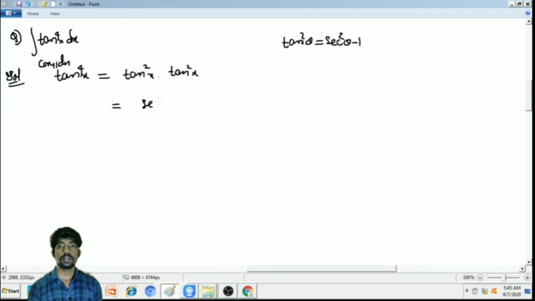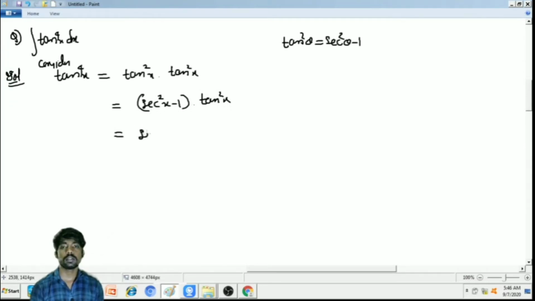So secant square x minus 1 into tan square x. Now secant square x multiplied by tan square x, minus tan square x. Here again tan square is replaced by secant square minus 1: secant square x into tan square x minus secant square x minus 1.